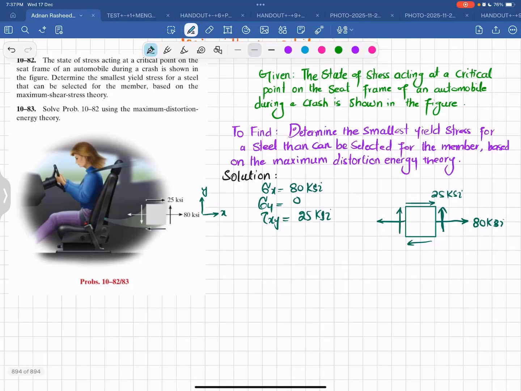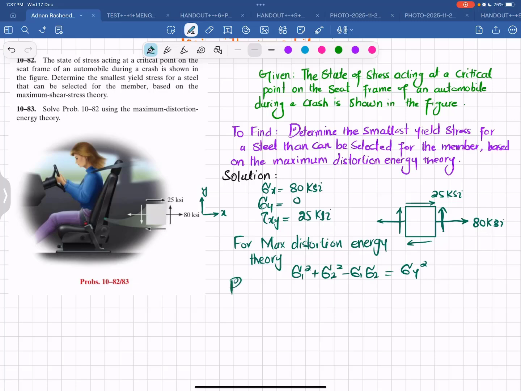Now for using the maximum distortion energy theory, for a plane state of stress problem, we have this condition for failure or yielding: sigma 1 squared plus sigma 2 squared minus sigma 1 into sigma 2 should be equal to sigma yield squared. This is the condition. So for that we will find sigma 1 and sigma 2. They are called principal stresses. We will find these principal stresses from this state of stress. So how will we find this?